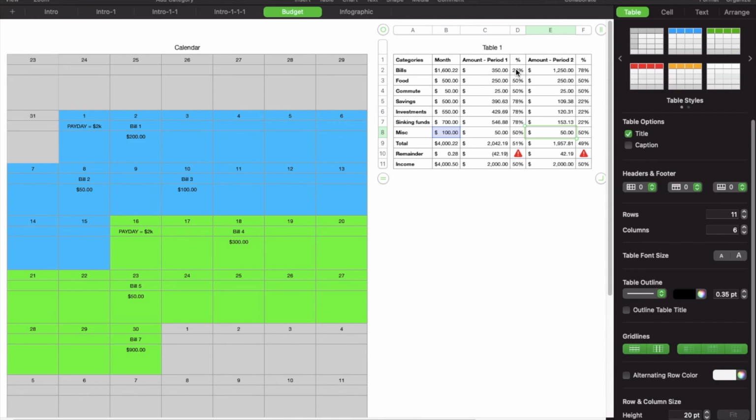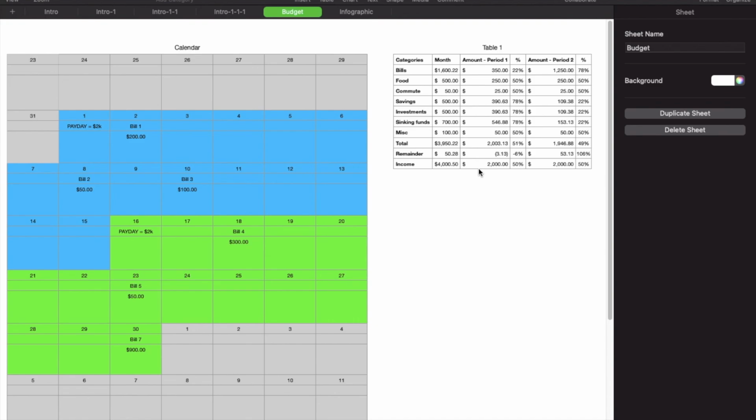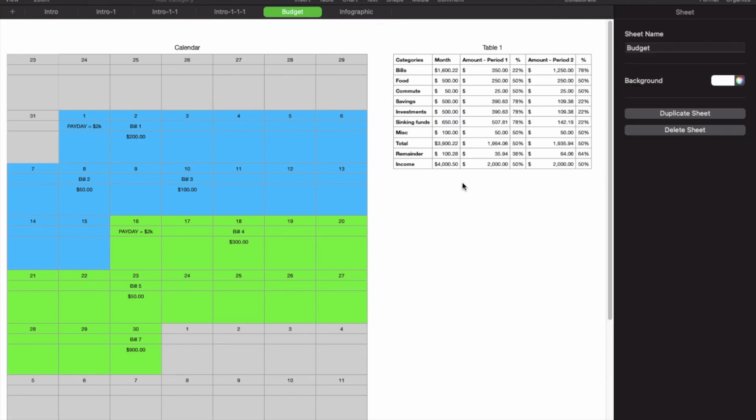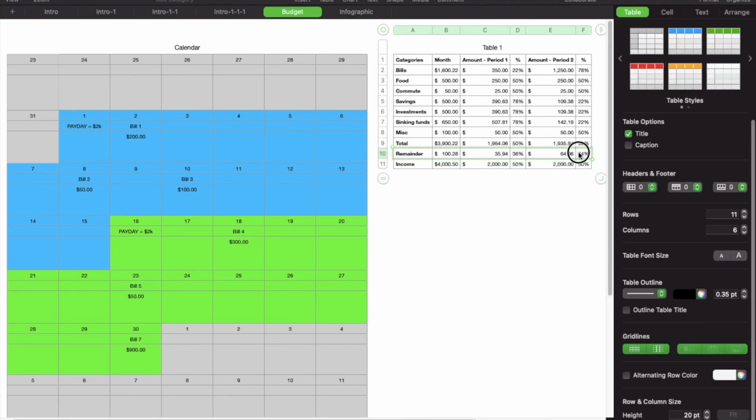Now, we went a little over, so let's take some money out of investments to try to balance our budget. And still a little bit over, so let's take some money out of sinking funds. And that did the trick. So now everything is fully funded. We've even got a little bit of money left over, which we're going to call our budget cushion.